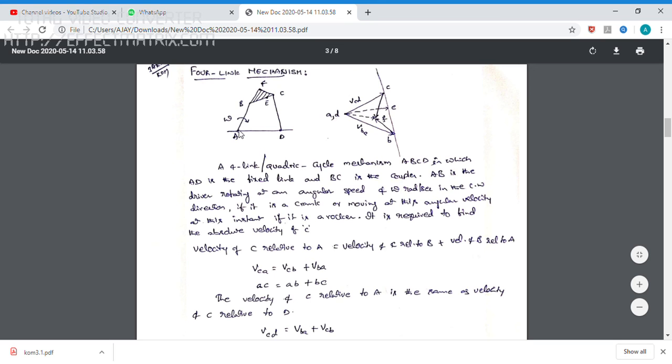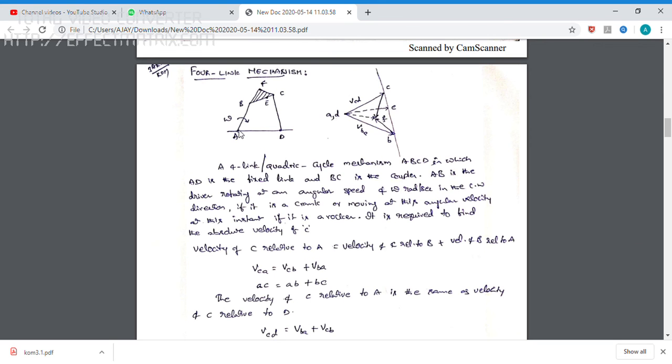How will we write it? In the beginning I explained. First of all, it is not a direct link. Two links are there. That's why I will take velocity of C relative to B plus velocity of B relative to A. Okay. The same thing I wrote here in equation form. If you study my material, you can easily understand. Once again I will explain.